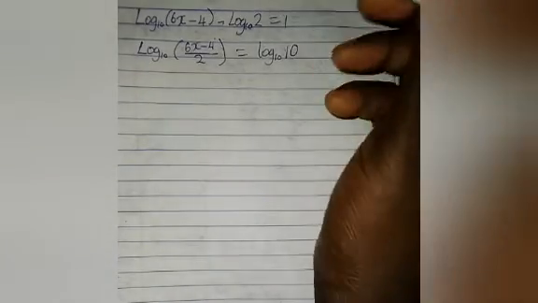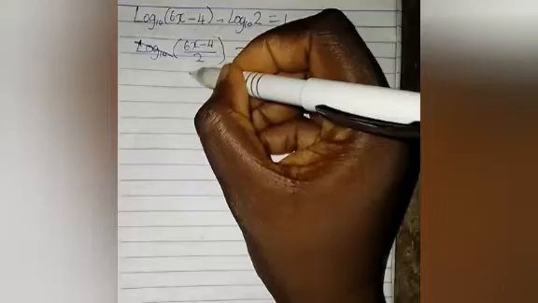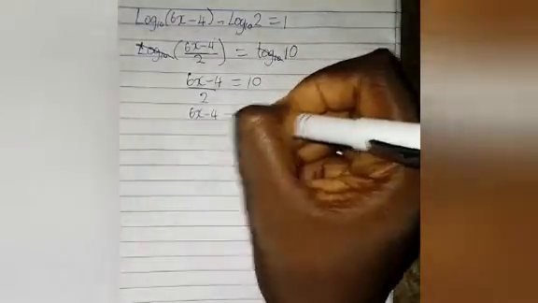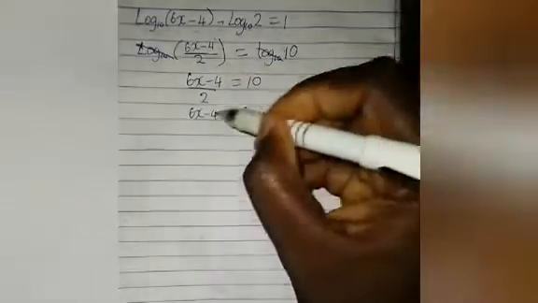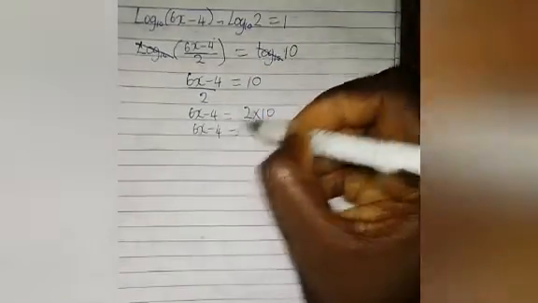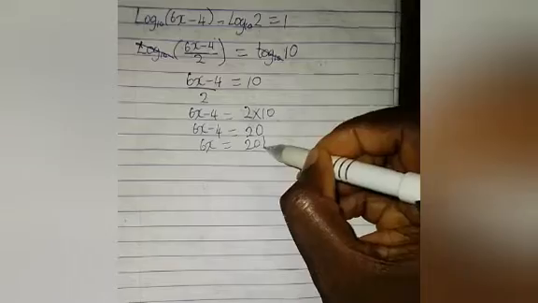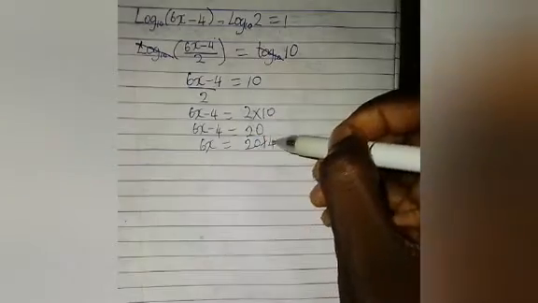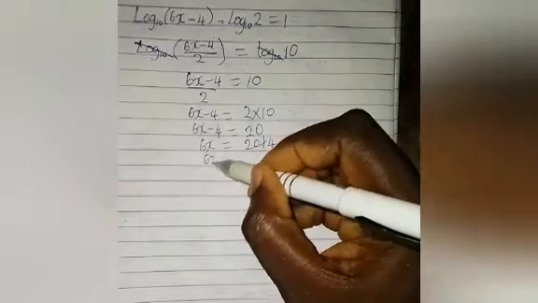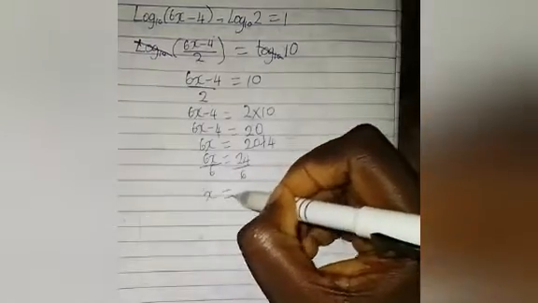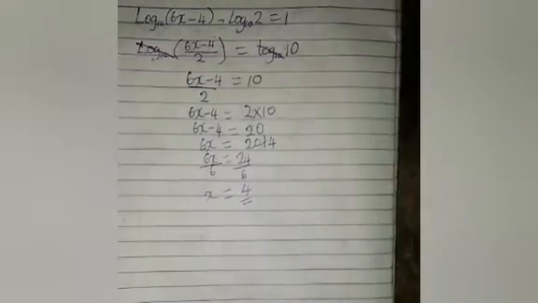This is the same thing as 1, so this log will cancel out this log. We now have (6x − 4) over 2 is equal to 10. 6x − 4 is equal to 2 times 10, so 6x − 4 is equal to 20. 6x is equal to 20 plus 4, since minus 4 crosses the equal sign to become plus 4. 6x is equal to 24. Divide both sides by 6. x is equal to 4.